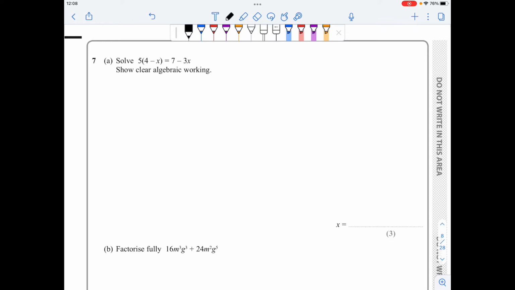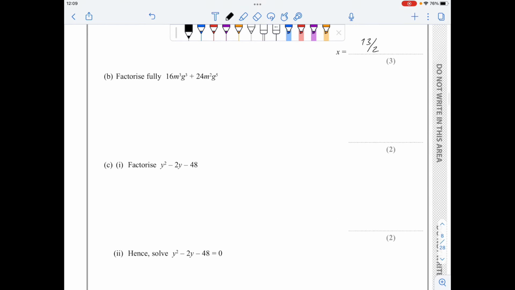I'll start part A by expanding the brackets. So I've got 20 minus 5x equals 7 minus 3x. Let's collect all the x's on the right hand side. So I've got 2x. Let's collect the numbers on the left, 13. So x is 13 over 2.